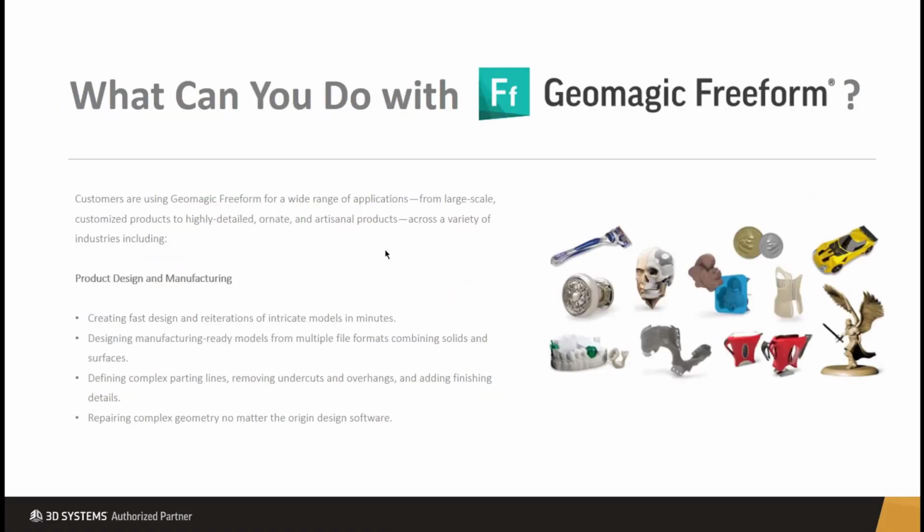So what can you do with Freeform? As you see on the right-hand side, people using Geomagic Freeform have a wide range of applications. So creating fast design iterations, designing manufacturing-ready models, designing complex shapes with parting lines and different things like that. We can extract parting lines from the highly organic surfaces, or even repair complex geometry, no matter the design software that you use to create it.